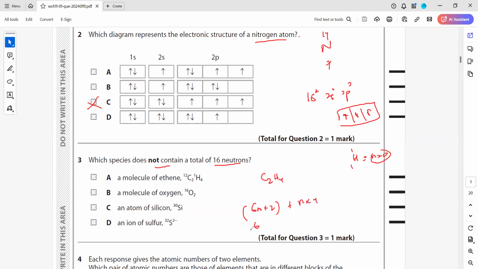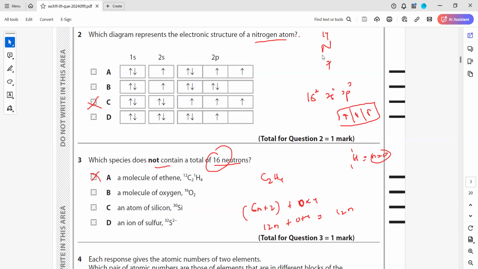So here, it will be 6 multiplied by 2, 12. And there is no neutron here, sorry. So it will be 0. So 0 multiplied by 4, it will be 0. So it will have 12 neutrons. That's why A does not contain 16 neutrons. A contains only 12 neutrons.